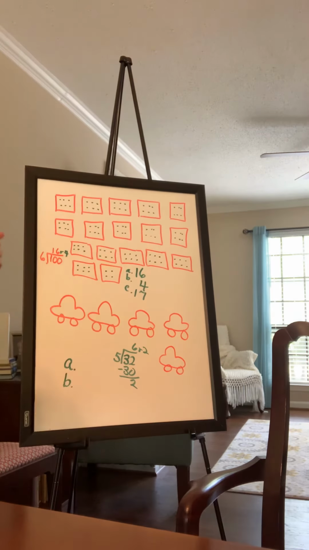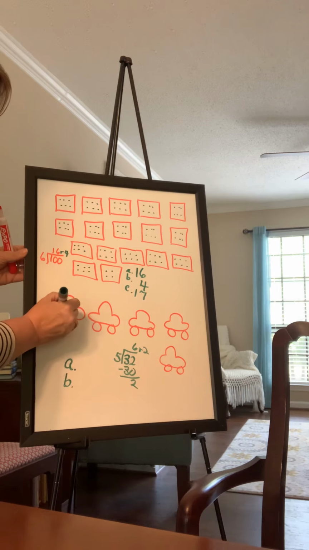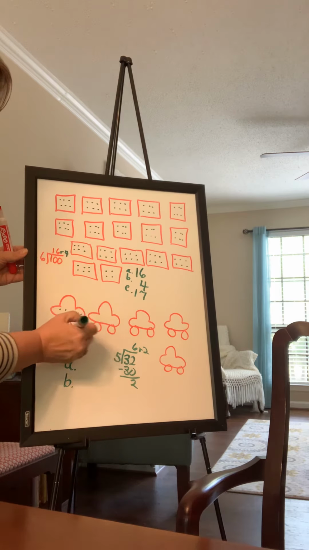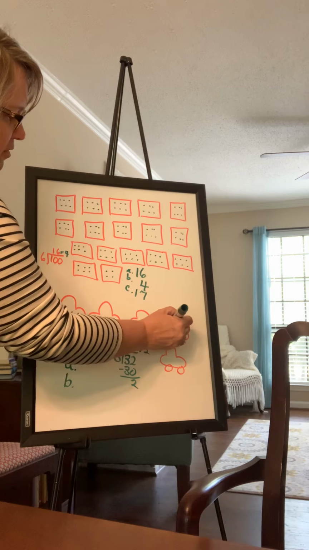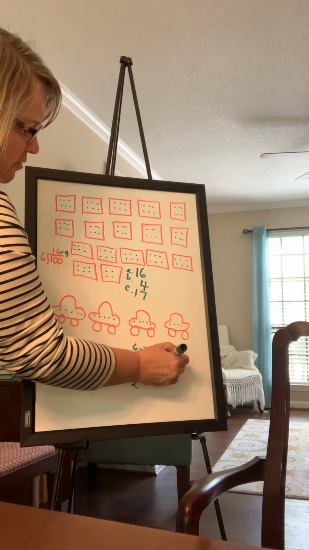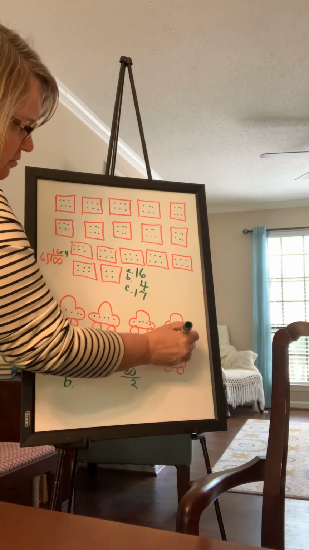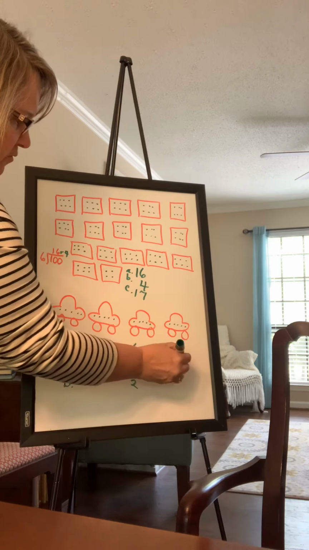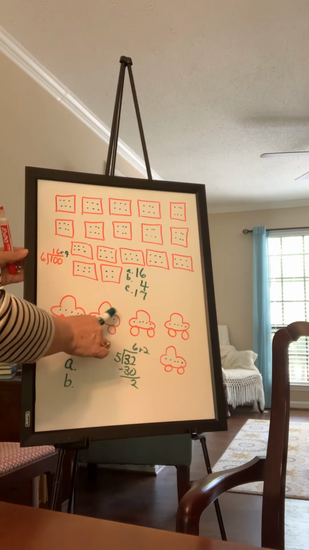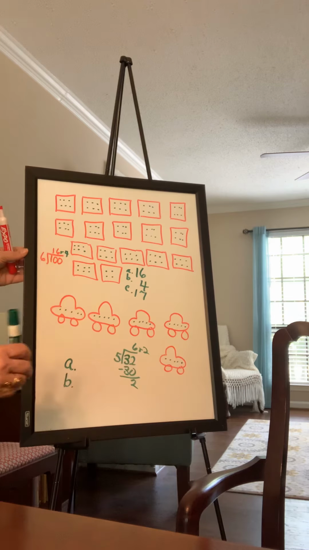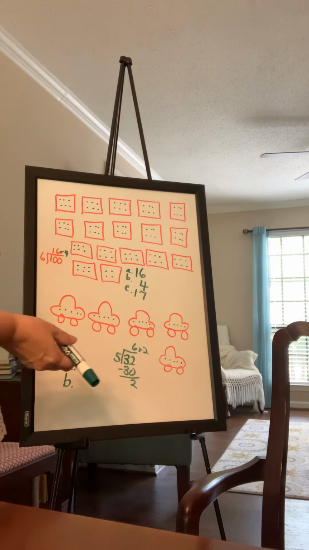So I went ahead and drew some cars, but I know these are kind of goofy looking, kind of clown looking cars. But so here's our 6 cars. And so we'll put 1, 2, 3, 4, 5 kids in each car. And so if you count by 5s, 5, 10, 15, 20, 25, that's 25.